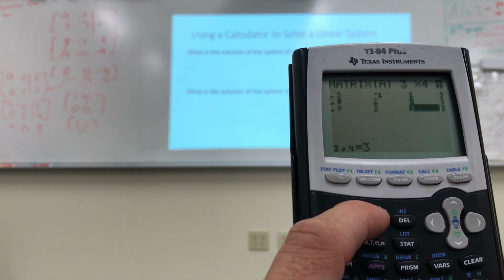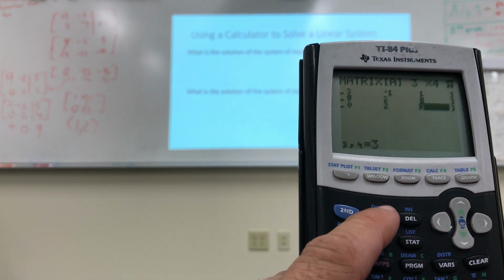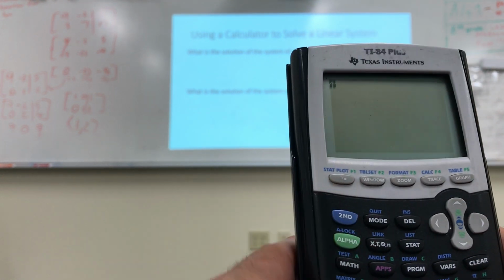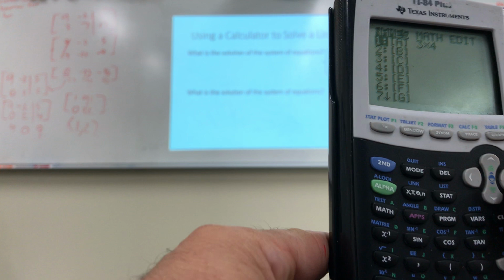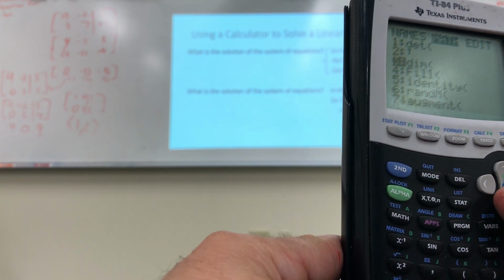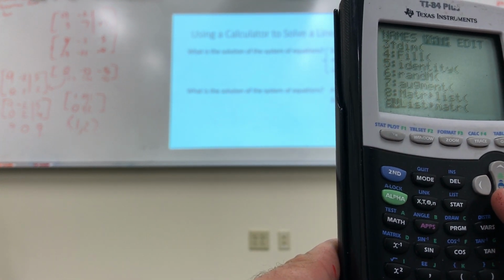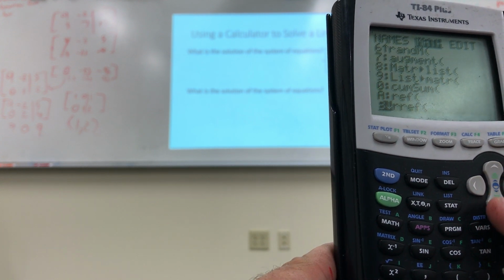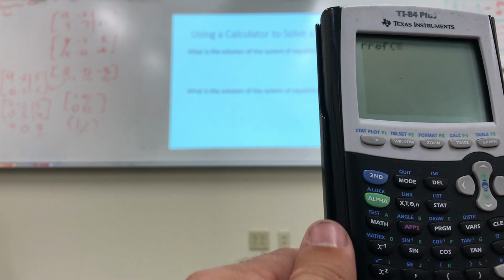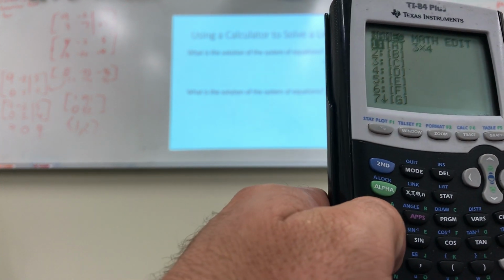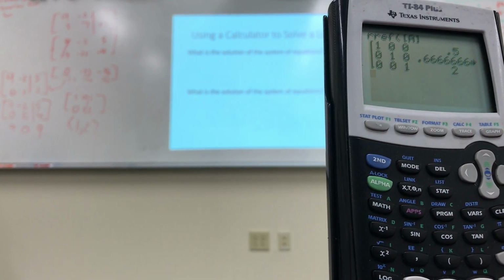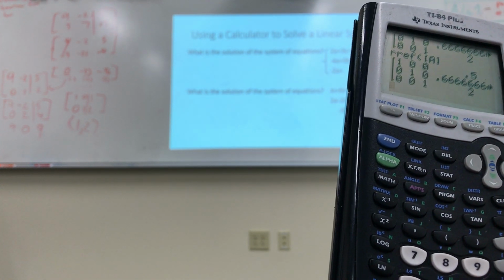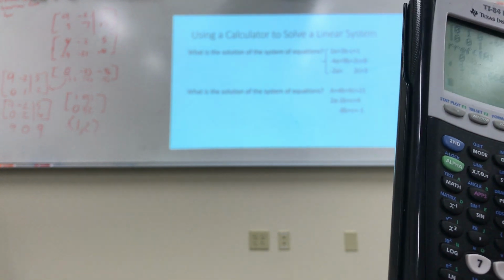Then I'm going to go second, quit, which is right on mode. I'm going to go second again, matrix. I'm going to go to math. And I am going to go ref with the double F. And then I'm going to go second again, matrix. I'm going to hit A. And it's going to come up like this, which I can now see everything.